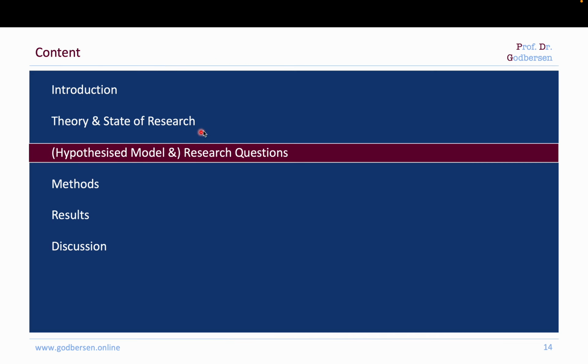This was the second section of a quantitative research paper, Theory and State of Research. The next part will be about the research questions, the third section, and if applicable, the hypothesized model.